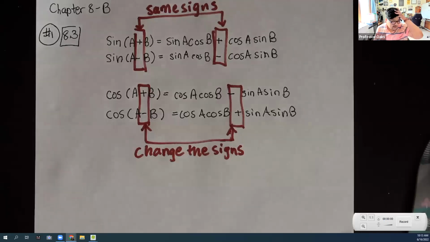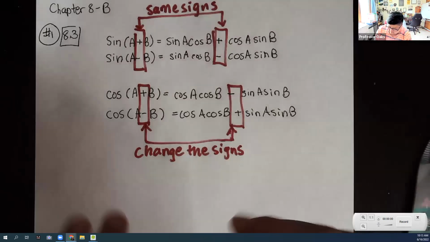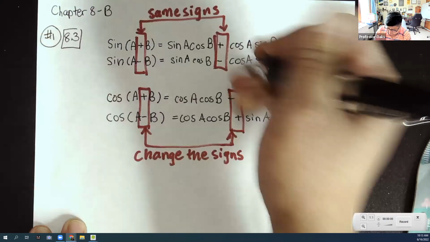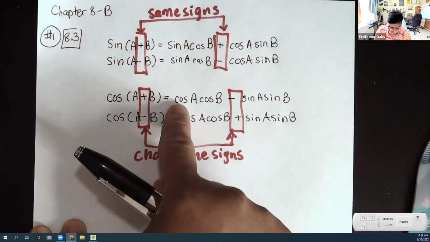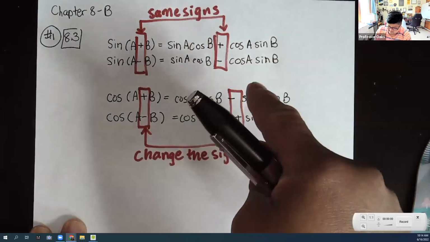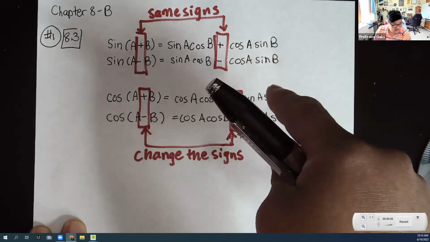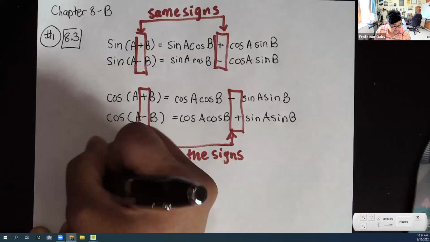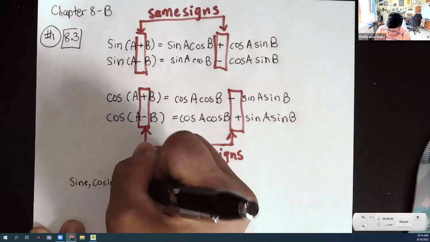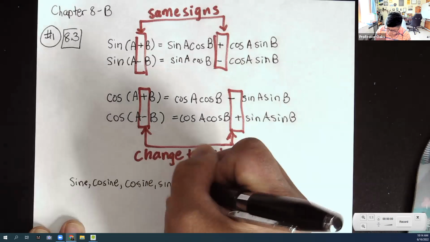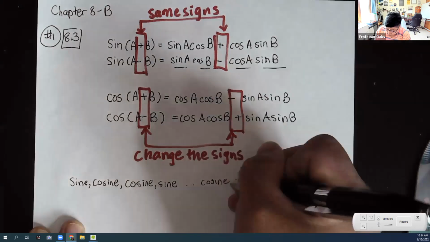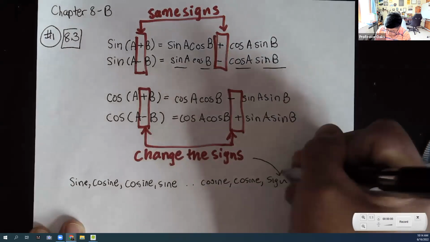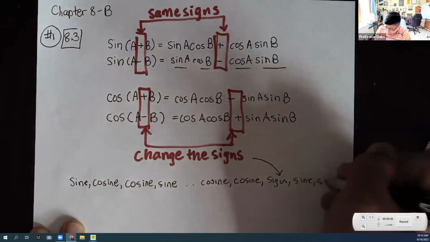So my friend always did this, and for some people it works, for some people it doesn't. He would read it more like a cheer: sine, cosine, cosine, sine, for the same sign; then cosine, cosine, sine, sine, for change the sign. He remembered it like that.